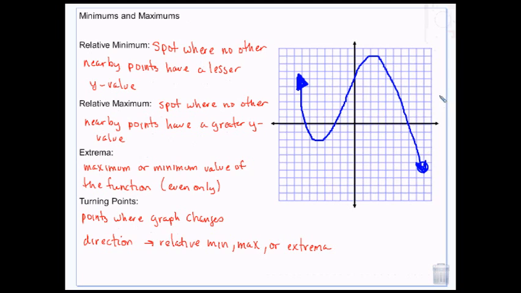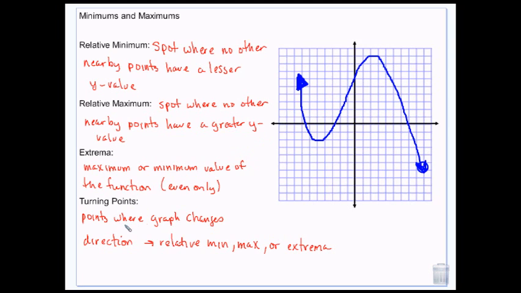Graphs can have a relative minimum, a relative maximum, both. They can have an extrema or not. Only even graphs will have an extrema though. This graph here is odd because you can see the arrows are pointing in different directions, so this one has no extrema. I'll draw an extrema for you.